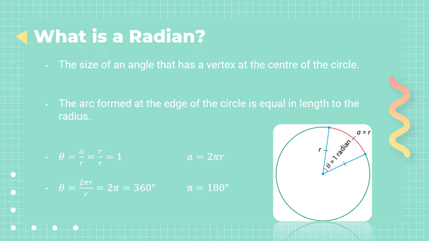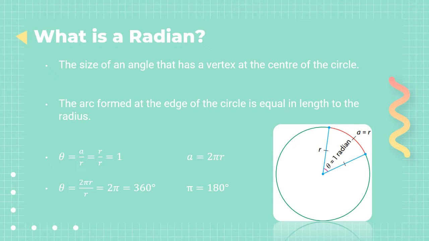So the length of this curvature on the edge, which is A, is equal to the length of the radius. So as you can see, here's basically how we deduce what pi is equal to. So theta is equal to A over r, and because they're both technically the same, it gives us 1. So it has no real unit afterwards.